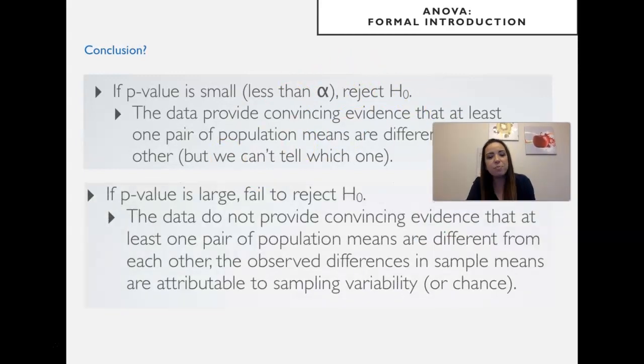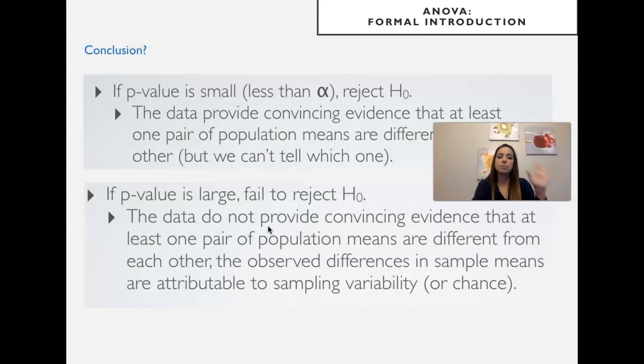So, if the p-value is large, we fail to reject the null hypothesis. Large meaning greater than 0.05 by convention. If that's the case, the data do not provide convincing evidence that at least one pair of population means are different from each other. The observed differences in sample means are attributable to sampling variability or just chance.